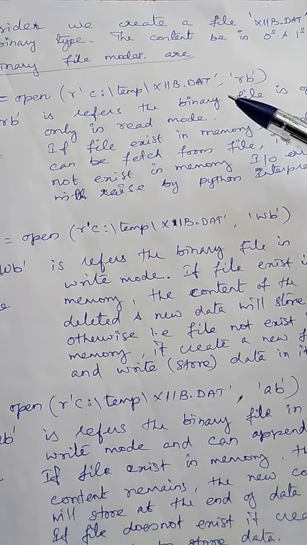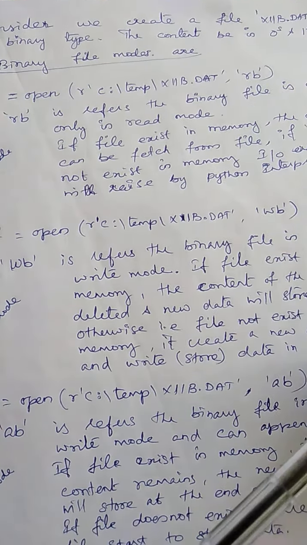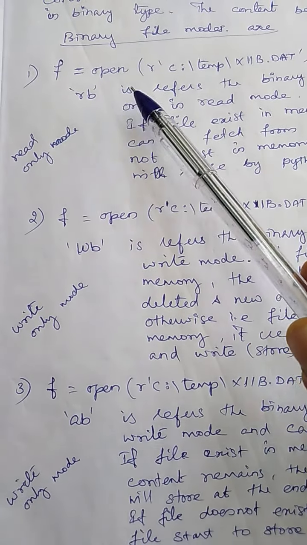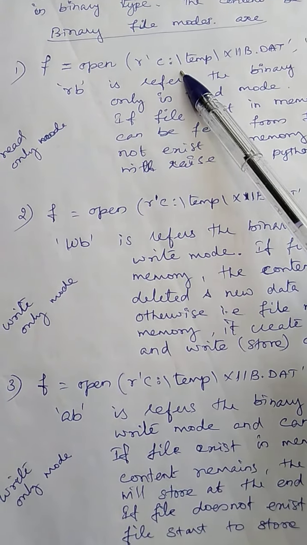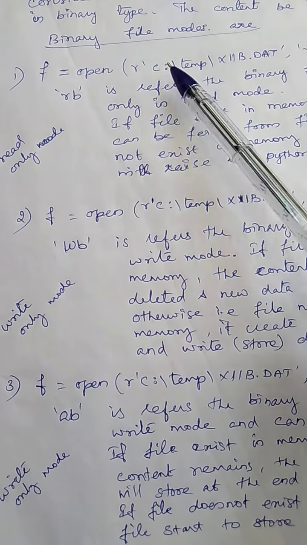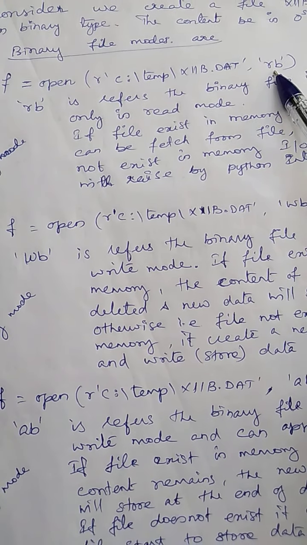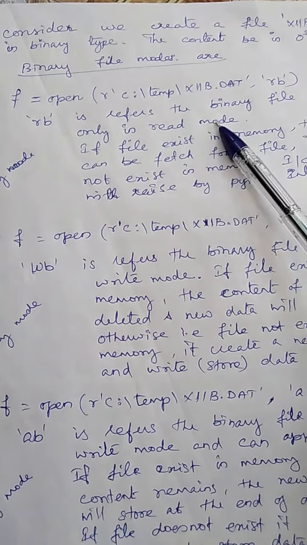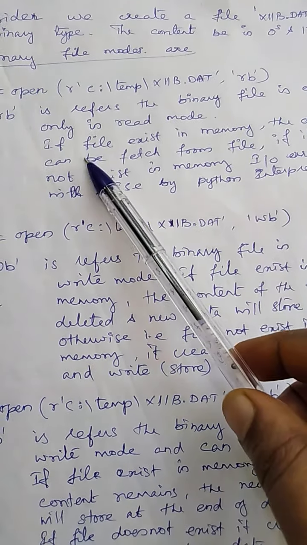Now we can discuss how we can open this file in read mode or write mode of a binary. So the binary file modes are: the first one is f, the file object, is equal to open. R is the code which is used to refer to the backslash. Here it refers to the path, not to the escape sequence. So R, then the file name, comma, this RB in quotation is called the file mode, that is reading a binary file. So RB refers to the binary file opened in read only mode.